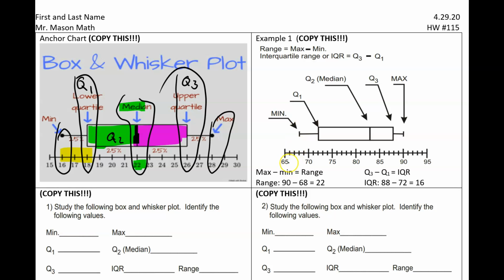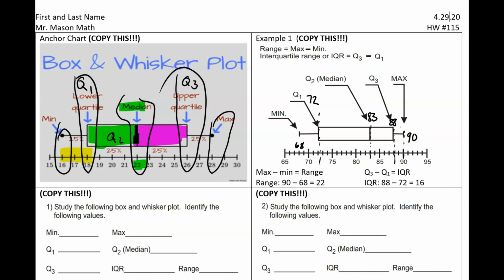You'll notice here they jump by 5s, but each one of these tick marks is 1. So your minimum for this box plot is 68. Your quartile 1, you just literally draw a line right on down. Okay, that's 70, 71, 72. So quartile 1 is 72. Your median, here's your line, draw it right on down. If that's 80, 81, 82, 83, there's your median. Quartile 3, there's your line right there. Draw it all the way down. 85, 86, 87, 88. That's your quartile 3. And your maximum ends up being exactly 90.